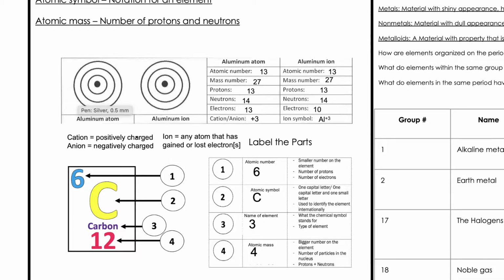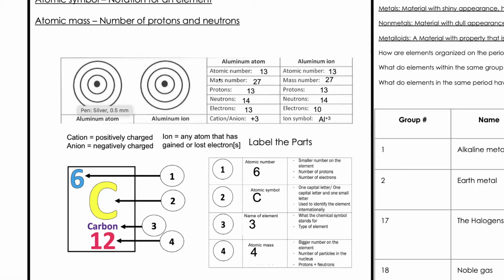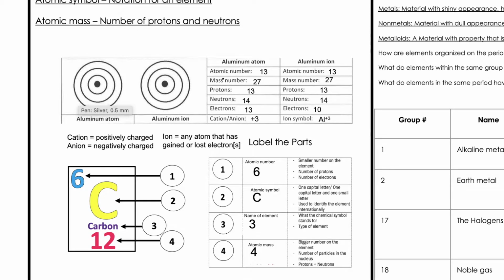Cation is when the atom loses that electron. So if you remove the bad stuff, you get more positive, right? Anion is when they take in those negative electrons and they become more negative. For example, aluminum atom has an atomic number of 13, a mass of 27, proton number 13, neutron 14, electron 13. This is a cation since it's losing the 3 electrons.